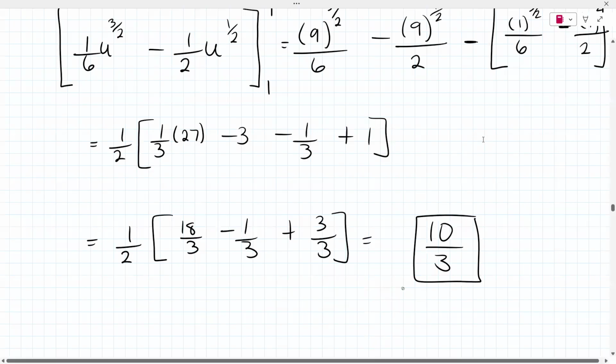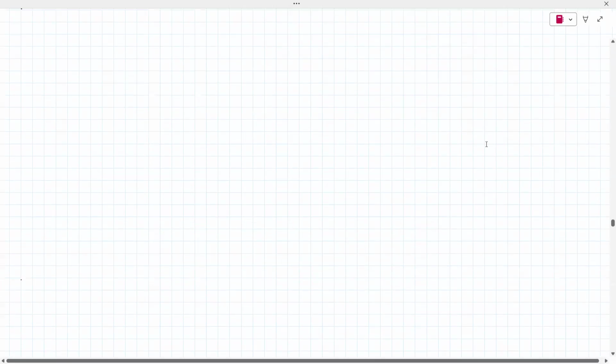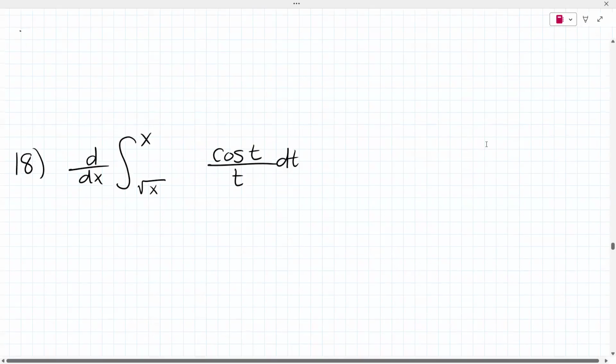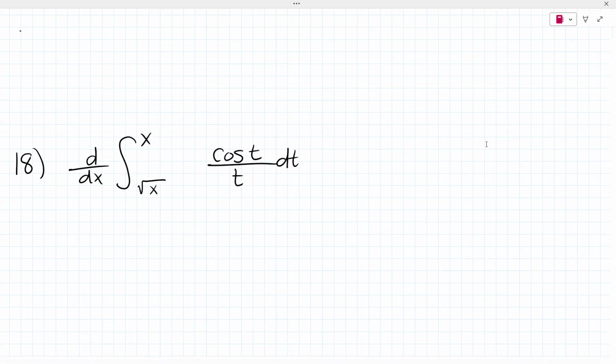Okay, let's move on to number 18. We have d over dx of the integral from x to the square root of x of cosine t over t dt. The d over dx and the integral cancel. A derivative, d over dx, and an integral at the same time cancel, so it just disappears.